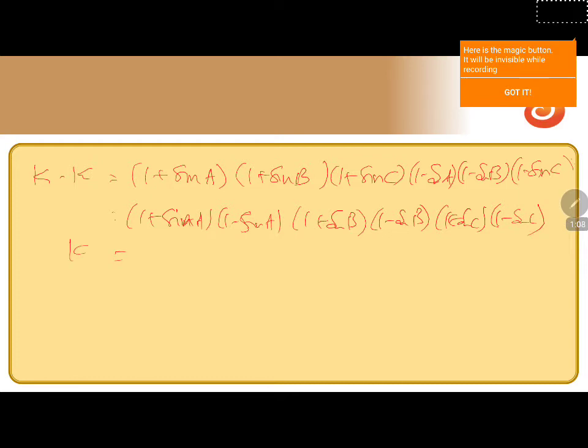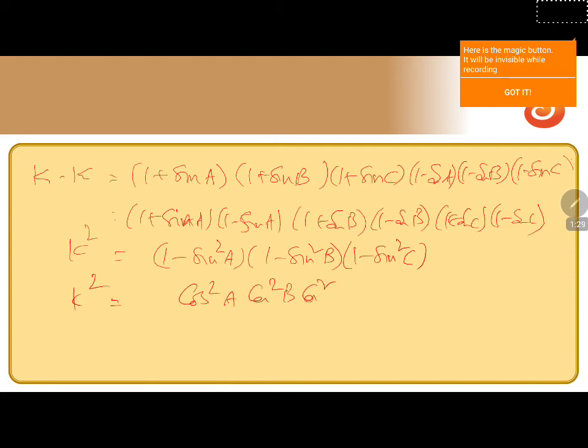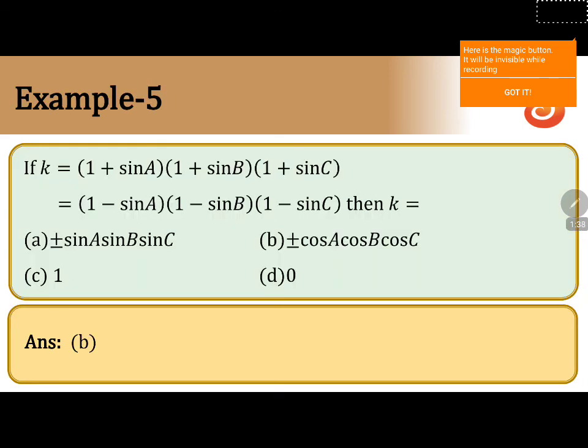This will become k square is equal to (1 minus sin square A) into (1 minus sin square B) into (1 minus sin square C). But 1 minus sin square A is cos square A, cos square B, cos square C. So k must be equal to plus or minus cos A into cos B into cos C. That's what you get. The answer has to be B.